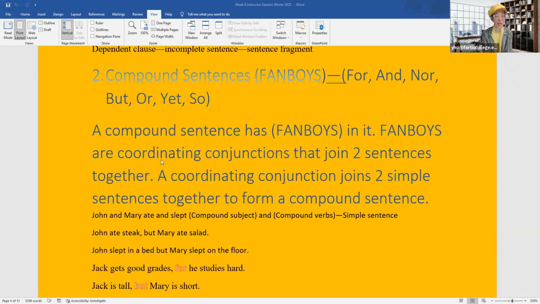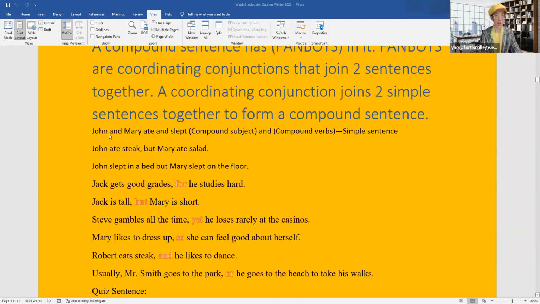John and Mary ate and slept. That's actually a simple sentence, even though you have "and," because here "John and Mary" is a compound subject. "Ate and slept" are compound verbs. So that's just subject and verb, which makes a simple sentence. You only have one sentence here. When you have a compound sentence, you have two sentences joined together by a coordinating conjunction.